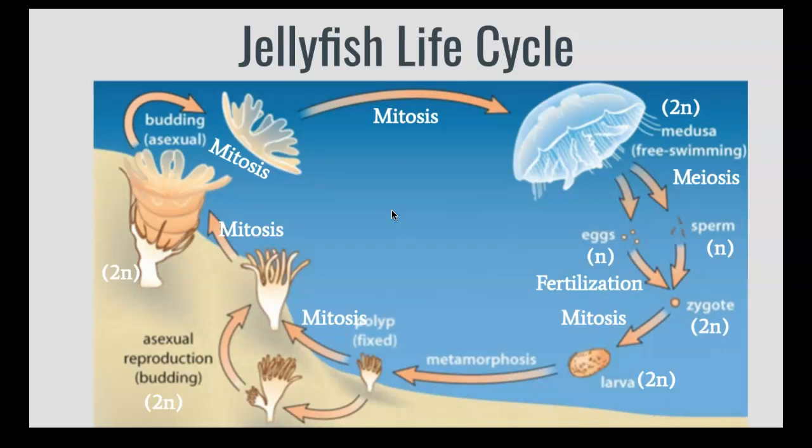So again, we're not going to get into all of the details because I could talk about this for hours, but understanding kind of where all the processes are happening, where it's haploid, where it's diploid, that is the most important thing that we need to know from this lesson.